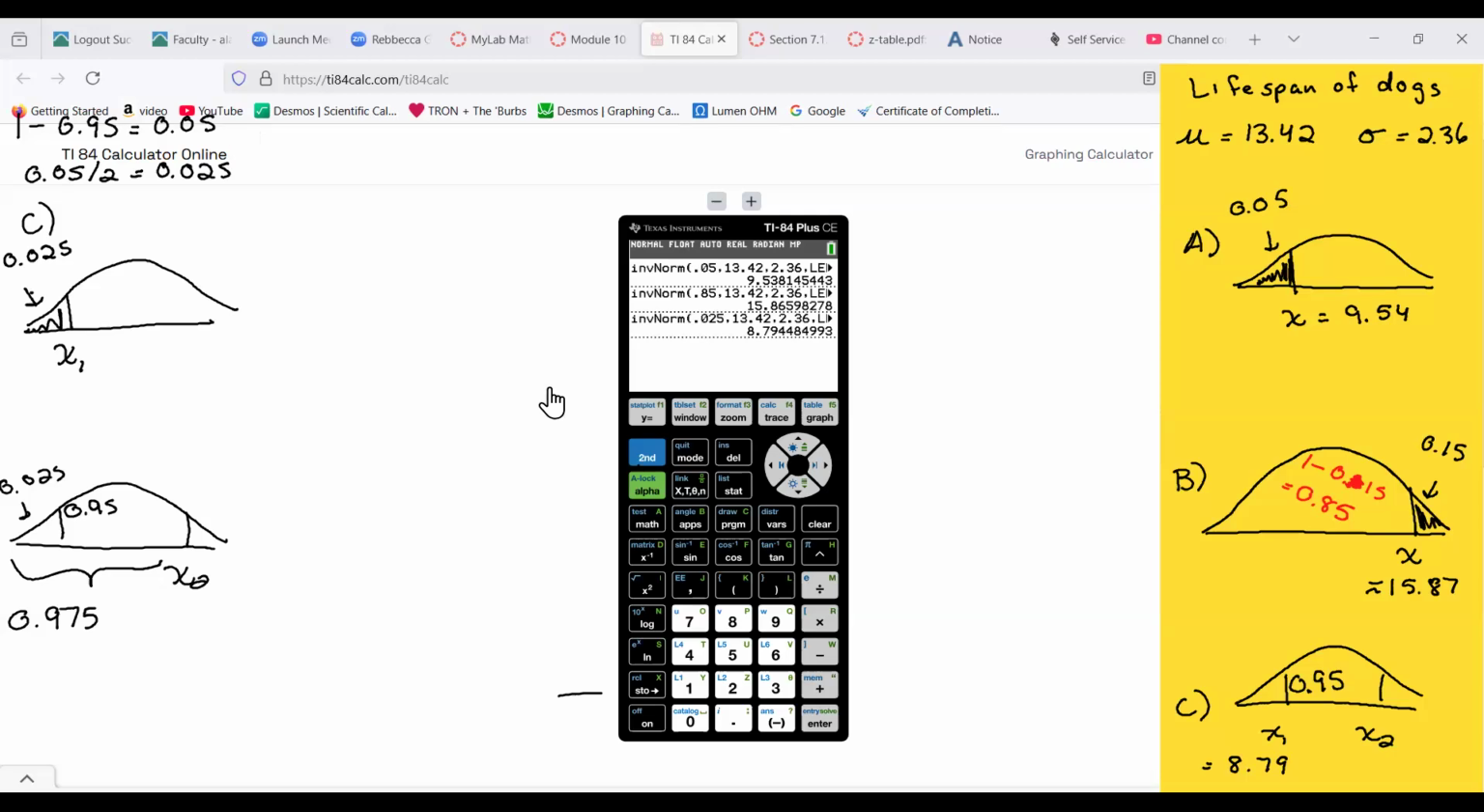So we're going to go second VARS, number 3. And that area is going to be 0.975. Same mean, same standard deviation. Like I said, we're just doing to the left. And that's going to give me that 18.05. So it's approximately what we were getting with the Z tables.